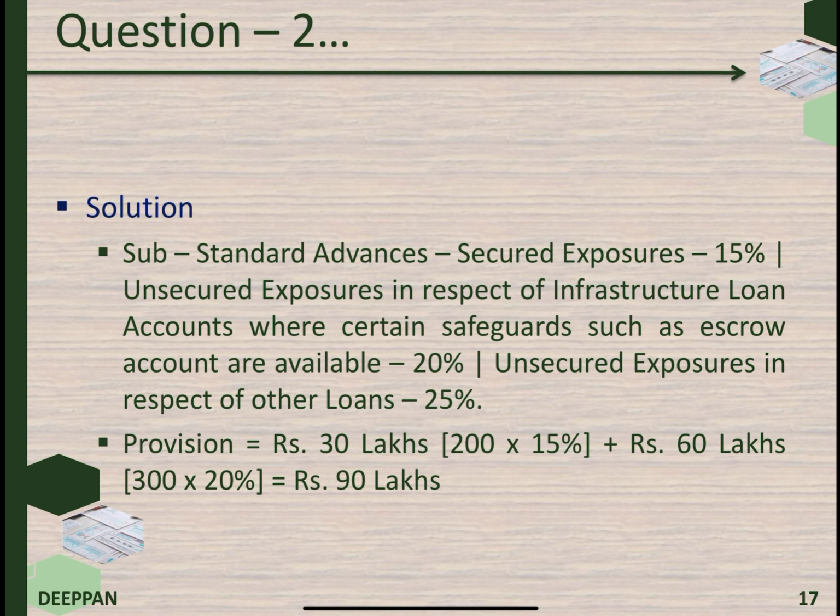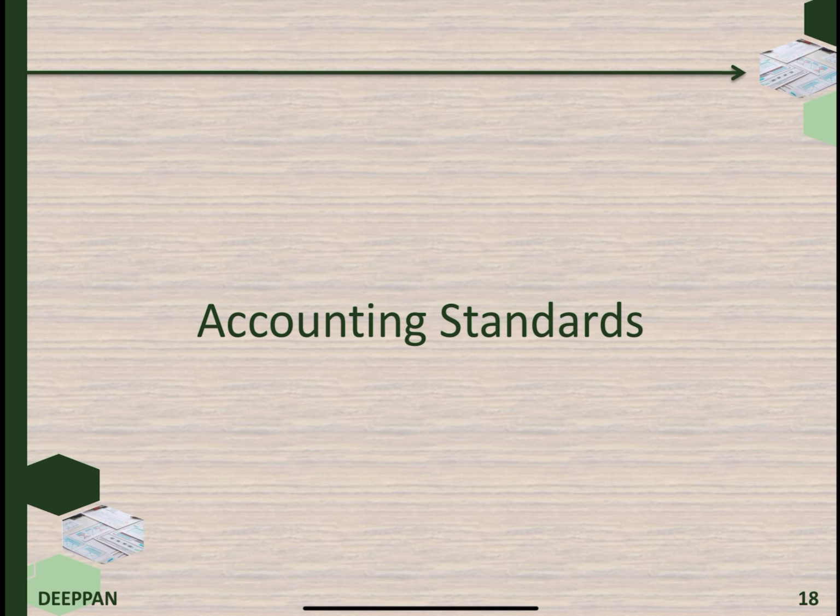Here we are considering the loan as infrastructure loan. For substandard advances, secured exposures, the provision percentage is 15%, and in case of unsecured exposures in respect of infrastructure loan accounts where certain safeguards such as escrow account are available, 20%; unsecured exposures in respect of other loans it is 25%. So the provision is 200 into 15%, 30 lakhs, plus 300 into 20%, 60 lakhs.